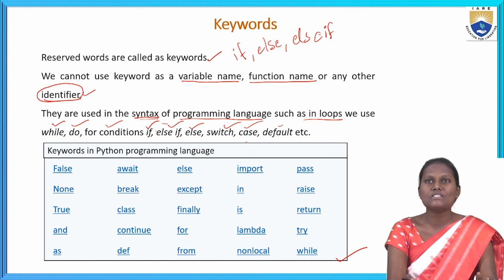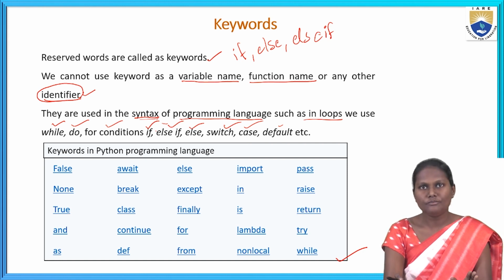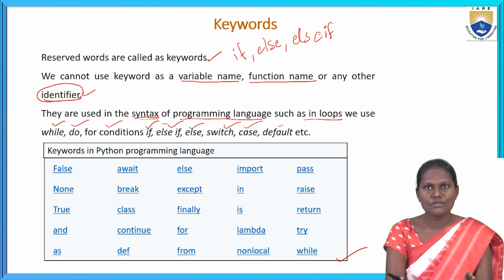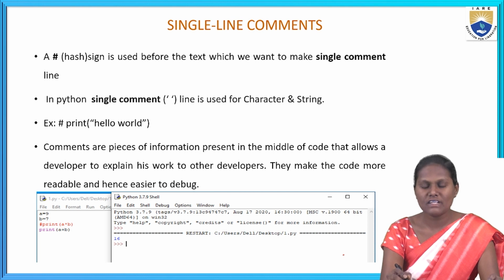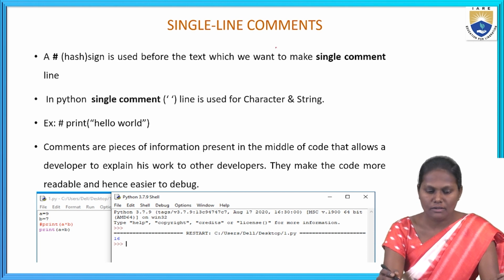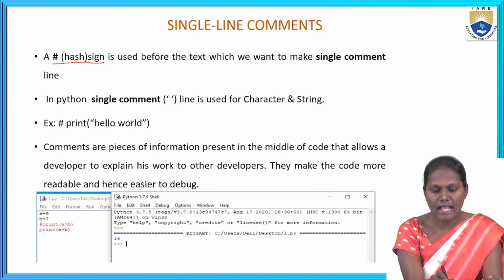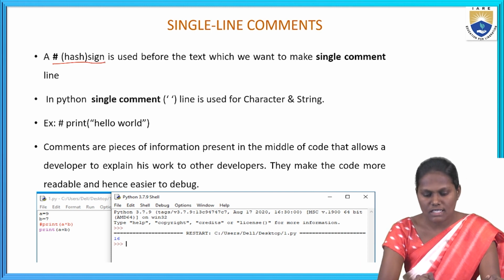These are the default keywords that we use in the Python programming language. Okay, next, a single line comment. The next slide is single line comment. Hash sign. A hash sign is used before the text which we want to make a single line comment.